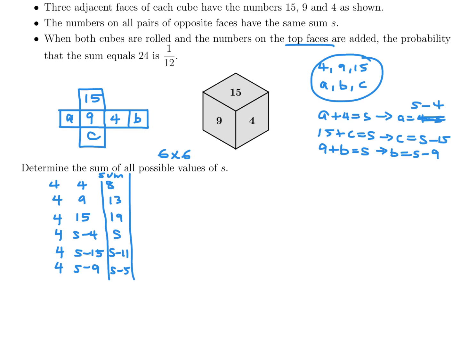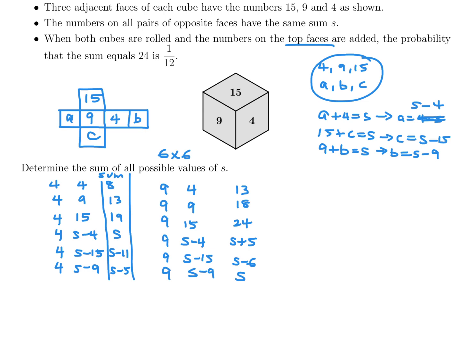Got it? And similarly, you do the same thing for what happens if 9 shows up on the top face of the first die, and then the other die could have one of these possibilities. Same kind of story. And then you just add up the sums. So these sums are 13, 18, 24, S plus 5, S minus 6, and S. Got it? So similarly, you're going to do all of these. So I'll just do the sums, because I'm pretty sure you could do all of these. So I'll do the sums for when the first is 15.